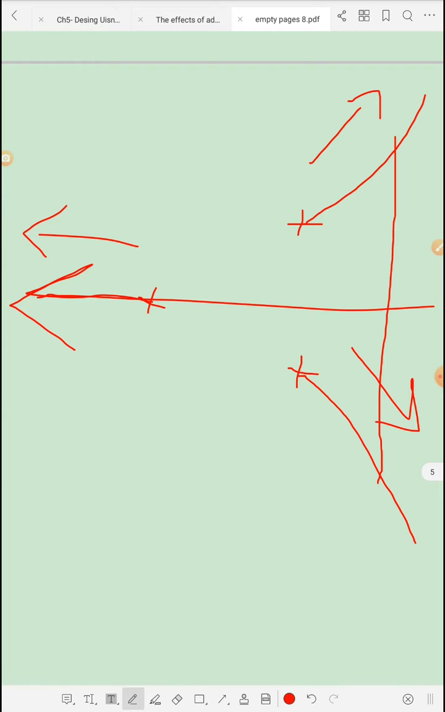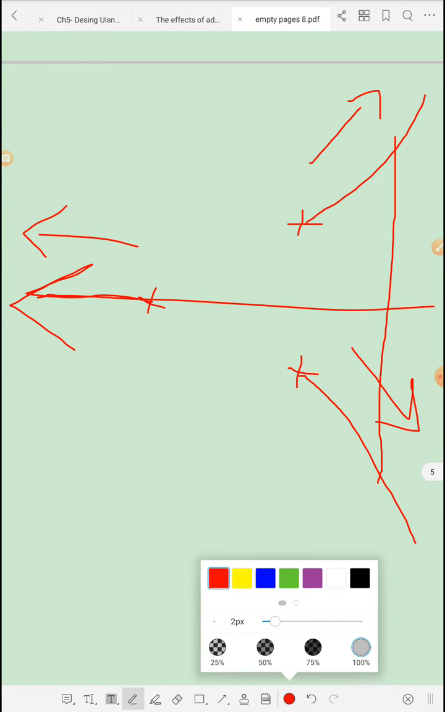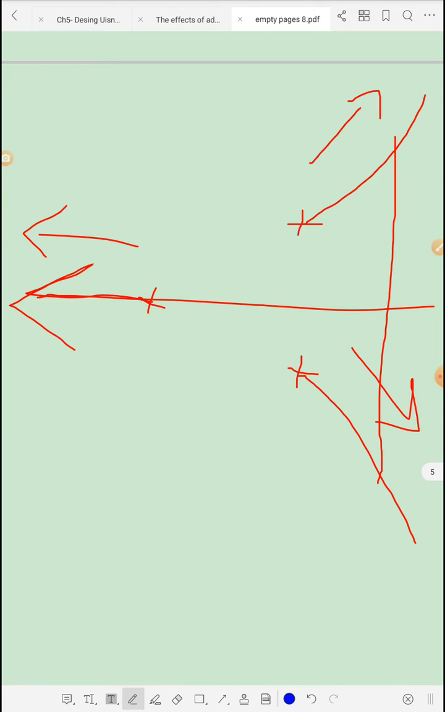Now I will assume a certain desired location for the closed loop poles. In the first scenario, I will assume that the desired closed loop poles lie on the root locus. So this is SD1, and this is its complex conjugate SD2. In this scenario, I am assuming that the desired location lies on the root locus.